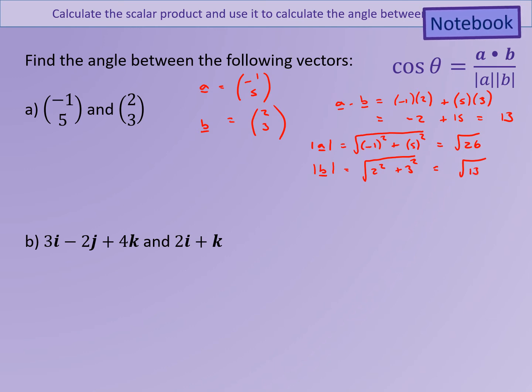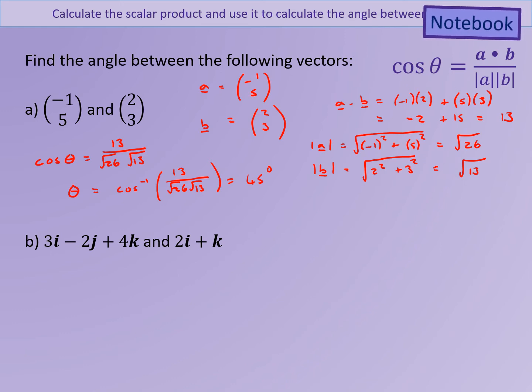So we've now got everything we need to substitute into the formula to find theta, the angle between them. So cos theta will be 13 over root 26 root 13. So therefore theta will be inverse cos of the value found there, which is 45 degrees.